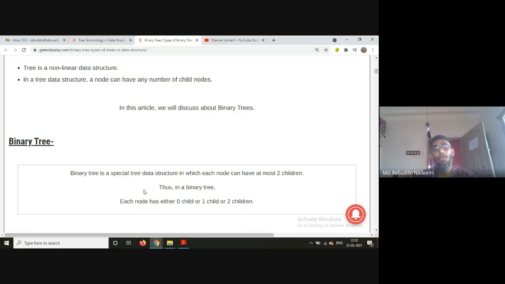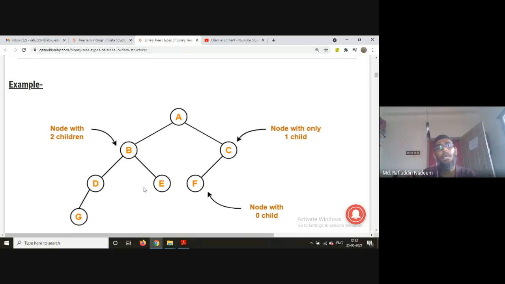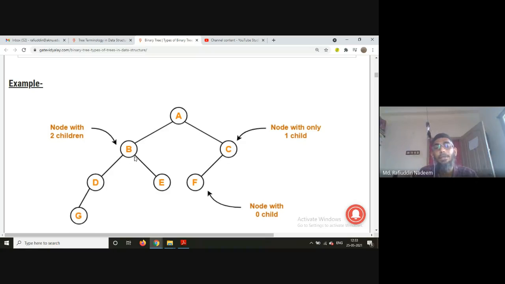As I just told you, a normal tree can have one child, more than one child, or no children. But in the case of the binary tree, it is restricted to only 2 children. You can have either 0 children, 1 child, or 2 children. Now here an example is given. In this tree, see, a node with only 1 child, a node with 0 children, and a node with 2 children. So B is having 2 children, A is also having 2 children. Then we have D, which is having 1 child, and G, E, F, which are having no children at all. So this is what a binary tree is.